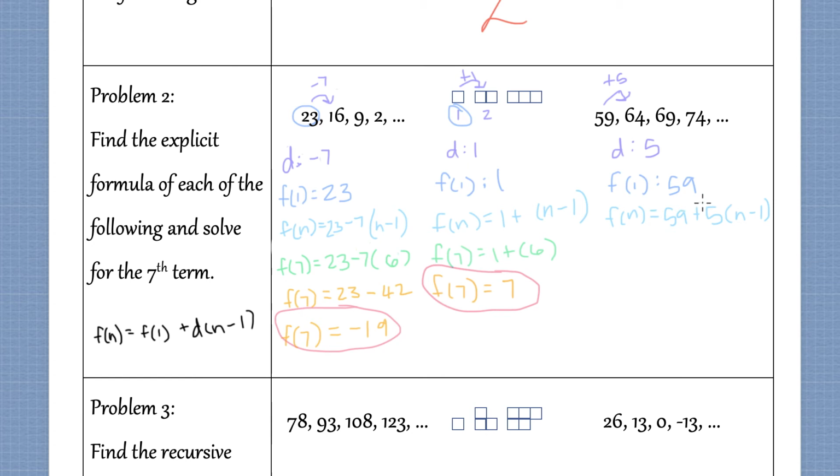And now we're going to solve for the 7th term. Come here, and we're going to write f of 7 is equal to 59 plus 5 times 7 minus 1, which is 6. And so we're going to write over here f of 7 is equal to 59 plus 30, and so f of 7 is equal to 89. And that is going to be our final answer on this one.